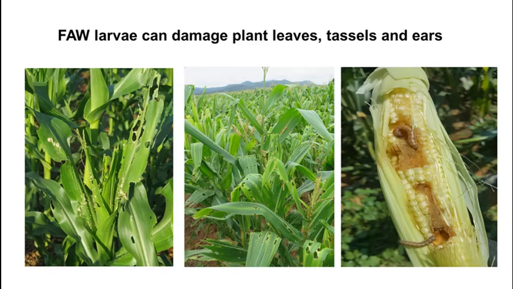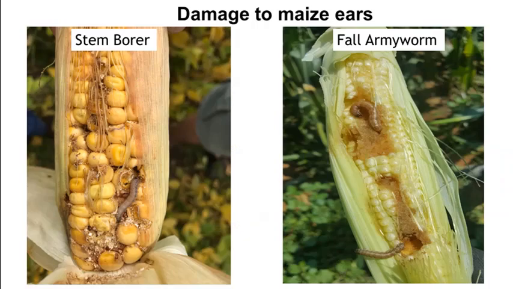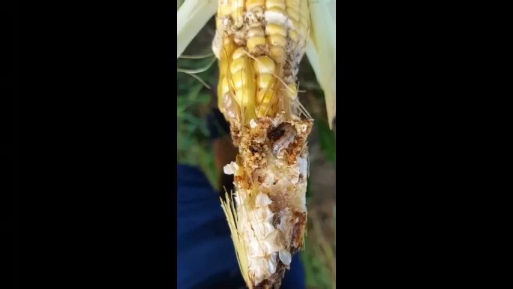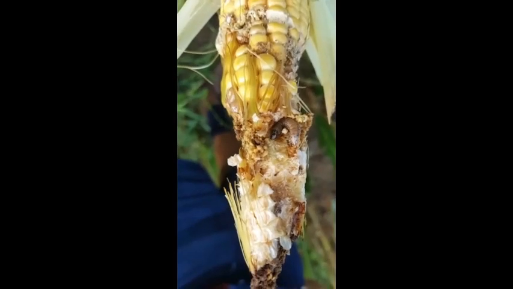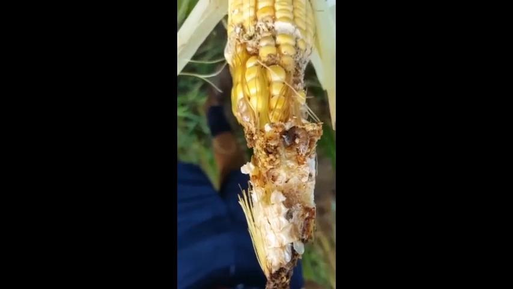Late infestation by stem borers and by fall armyworm usually results in ear damage. In this picture you can see Busseola fusca on a maize ear making similar type damage to that fall armyworm would do. Chemical control under these conditions will not be effective, especially if it's applied by means of aerial application.